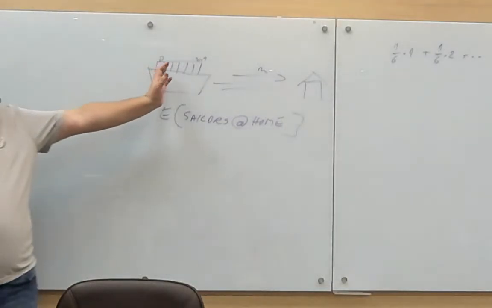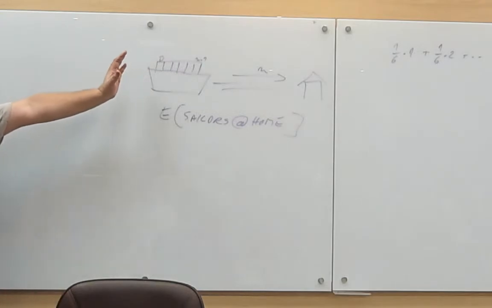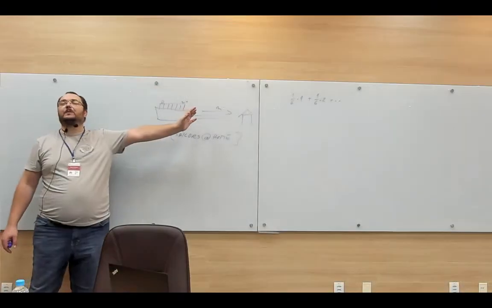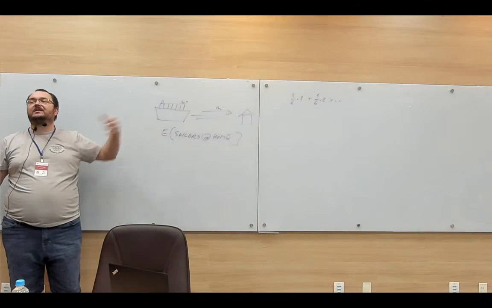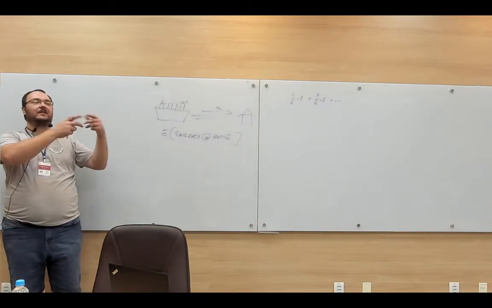So you can now do the counting: what is the number of configurations of sailors where nobody sleeps in their own cabin? These are the derangements. Yes?